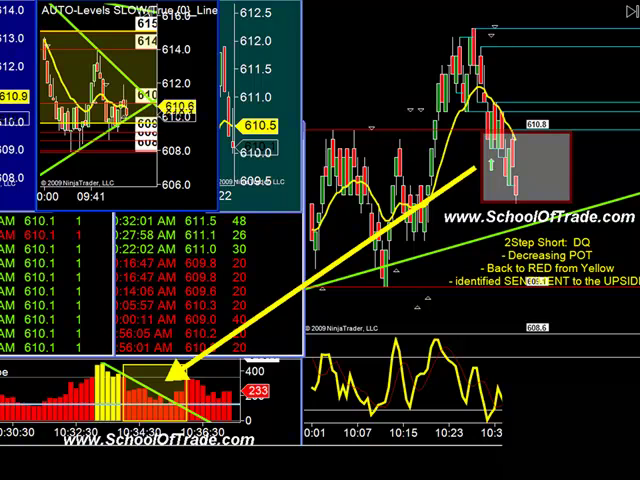And as you can see here in the lower left-hand corner, we were looking for a 2-step short here, but we saw that decreasing pace of the tape from yellow back down to red. And as you guys heard me say this morning in the trade room, that's one of the biggest concerns that I have. I love to take trades when price action is increasing. So we look for, of course, an increasing level on the pace of the tape. But in this example, we saw a decreasing speed of the tape.